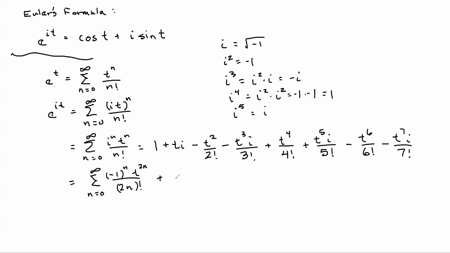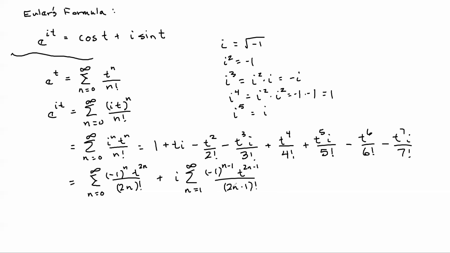And then we're going to create a second summation where we take the terms that have the odd exponents for t, the terms that have the i's in them also. And so we're going to factor out the i, and we can represent those with n equals 1 to infinity. And then we get -1 to the n minus 1 times t to the 2n minus 1 over 2n minus 1 factorial.